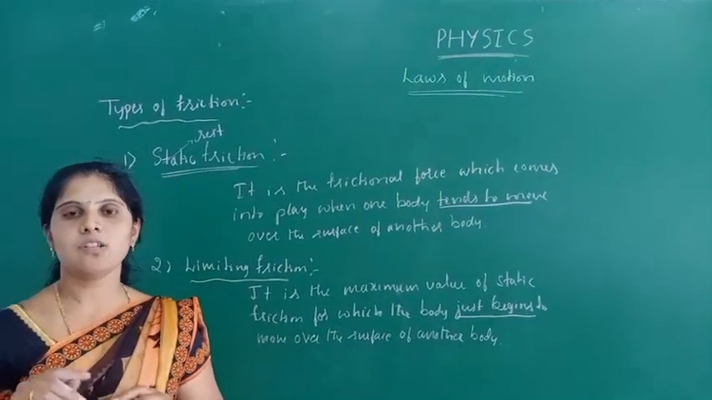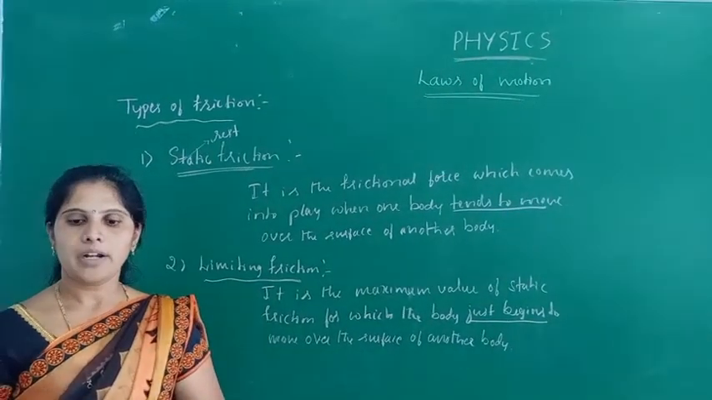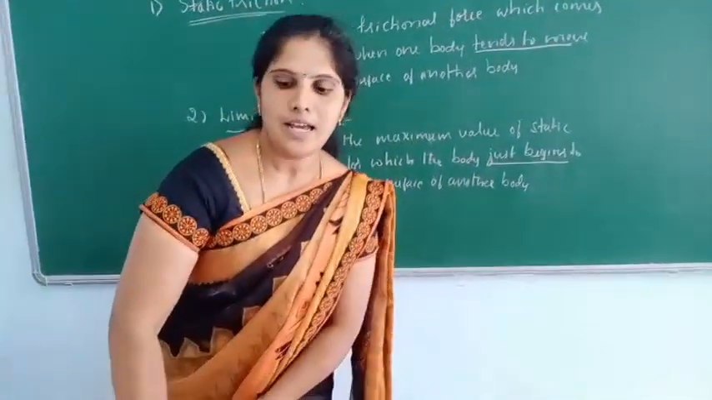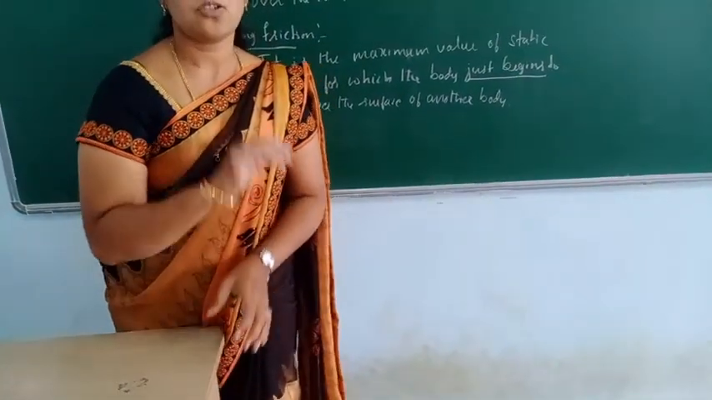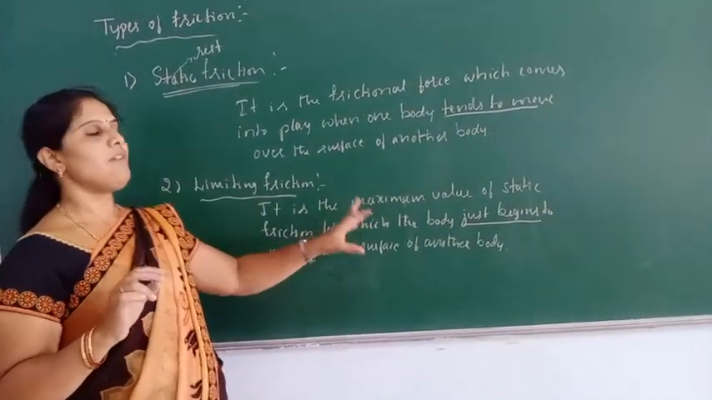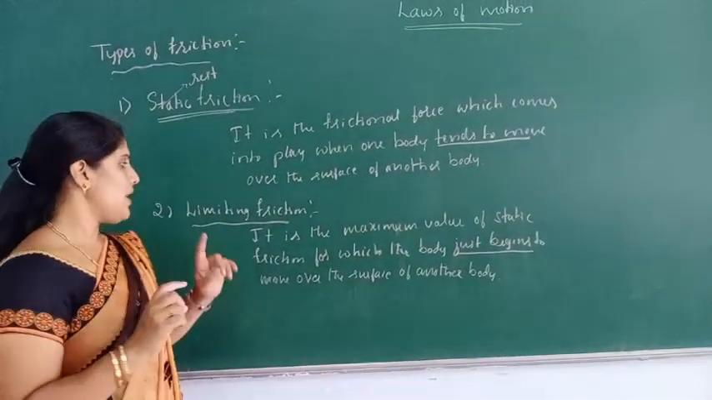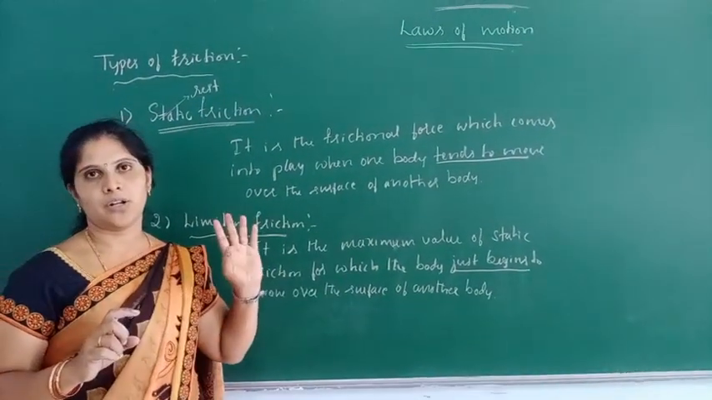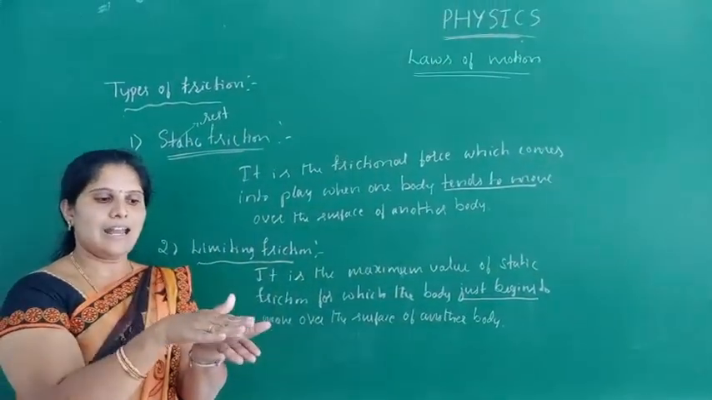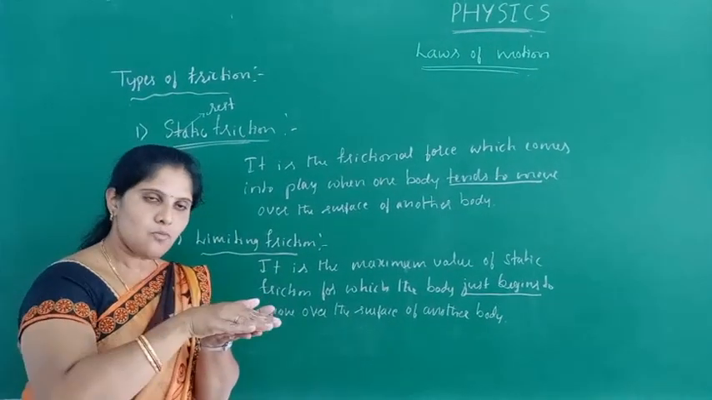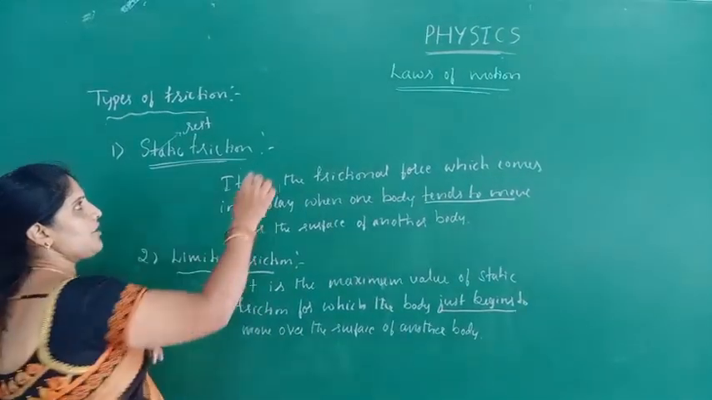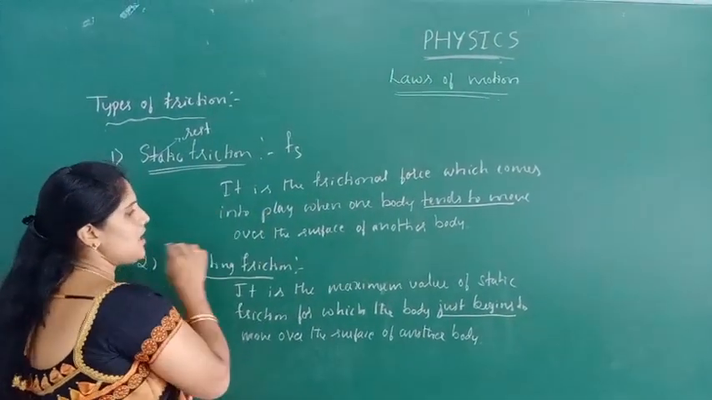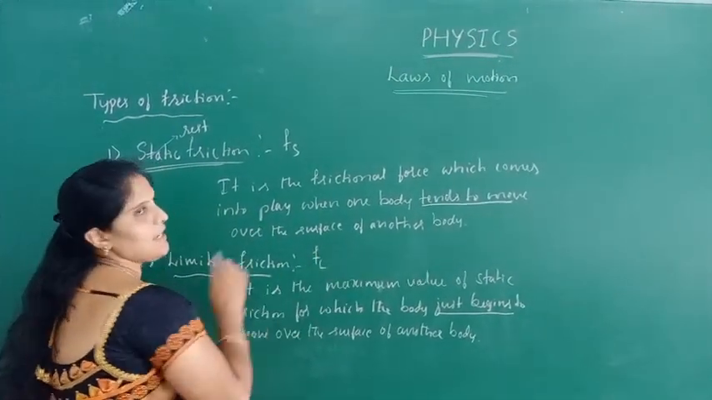It is the frictional force which comes into play when one body just begins to move over the surface of another body. It is known as limiting friction. Static friction is denoted by Fs. Limiting friction is denoted by Fl.